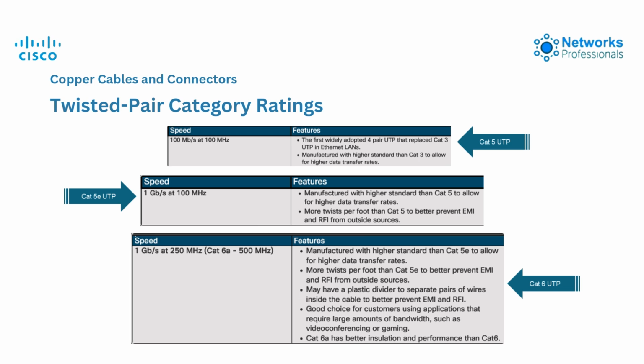Speed, up to 100 megabits per second. Bandwidth, up to 100 megahertz. Used for fast Ethernet, 100 base TX. Older standard, not recommended for new installations.